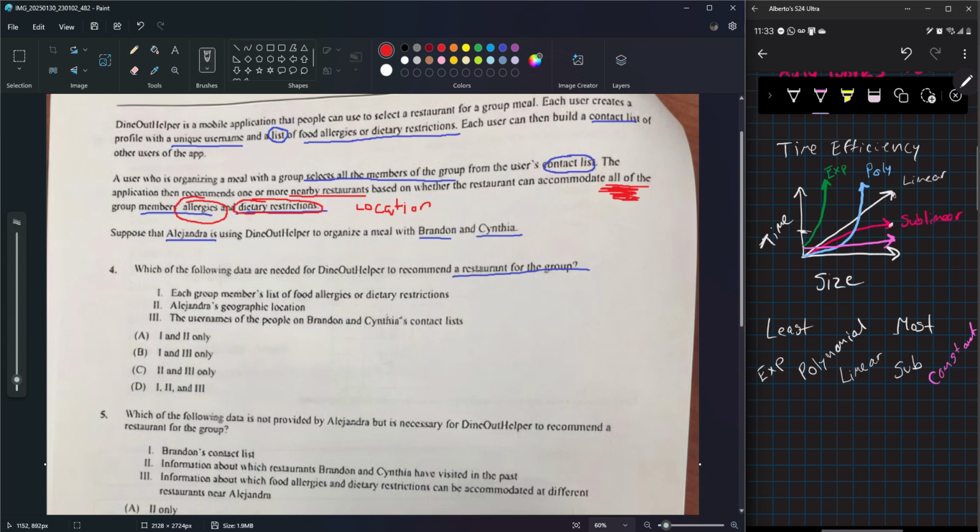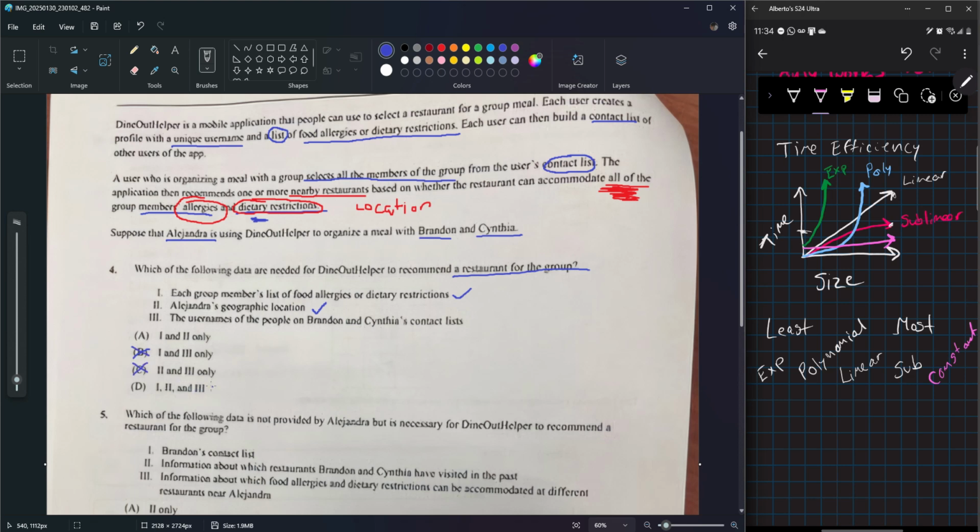It says, which of the following data are needed to help find a group. Each of the group members' list of food allergies or dietary restrictions. So yeah, we need this one, right? It's right here. We need a list of everyone's. We need location, so yes. So we need an answer that has 1 and 2. So then this one's wrong, this one's wrong.